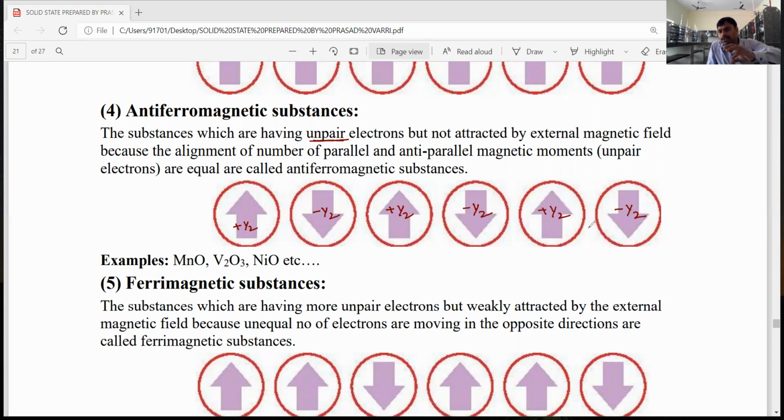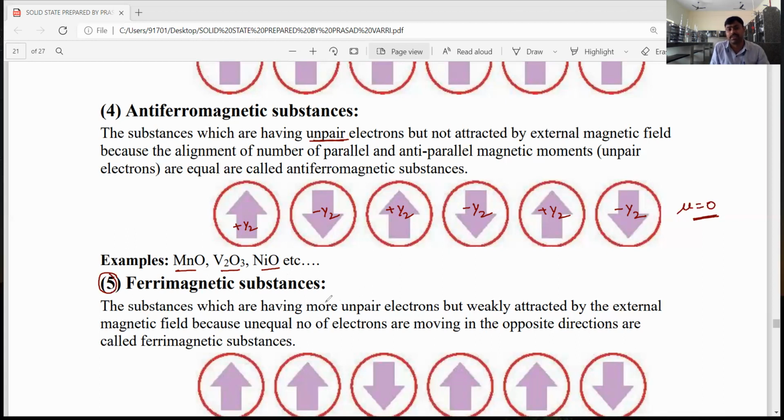So all the electrons are unpaired electrons only, but the alignment of parallel spin and anti-parallel spin electrons is equal. Then the resultant spin values will cancel with each other, and mu is equal to 0. That's why antiferromagnetic substances cannot be attracted by the external magnetic field. Okay, dear students, this is very important. Examples: MnO, manganese oxide, vanadium oxide, and nickel oxide are examples for antiferromagnetic substances. Okay, next one is ferrimagnetic substances.